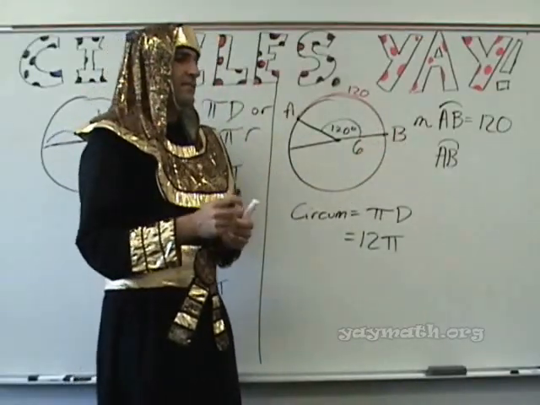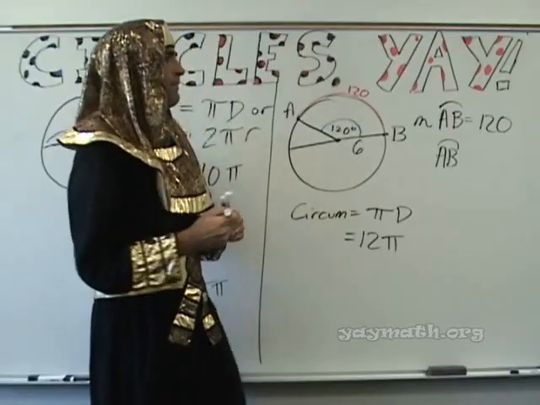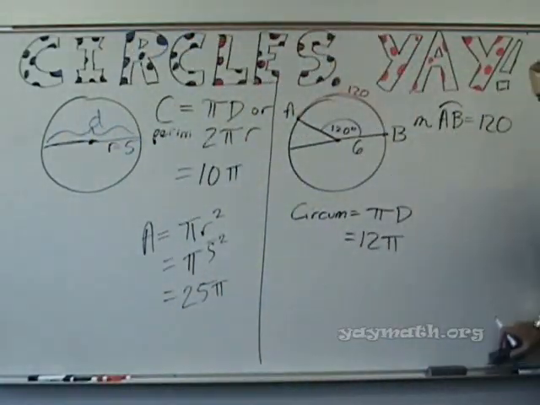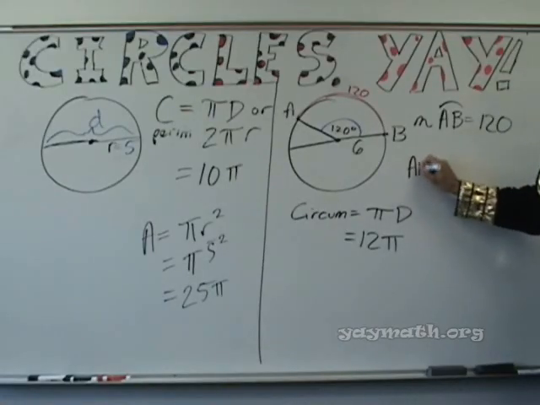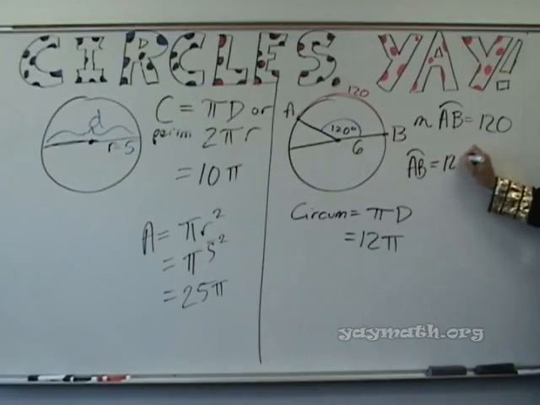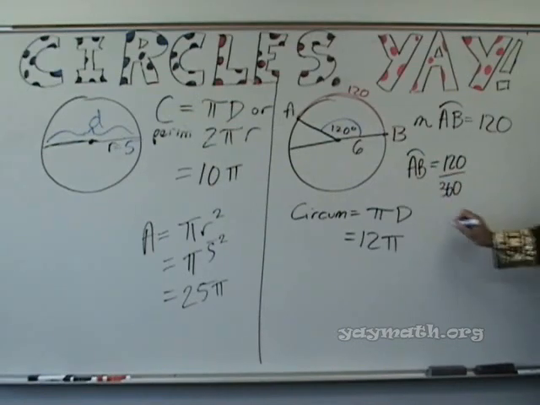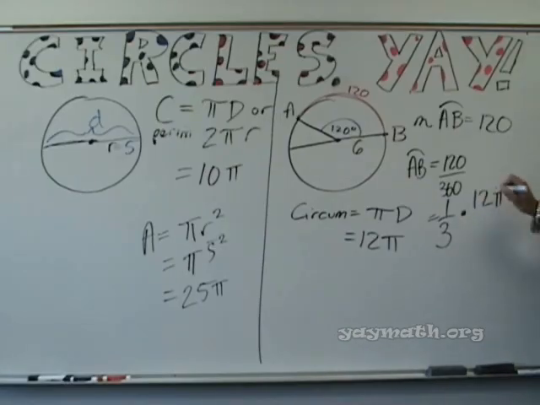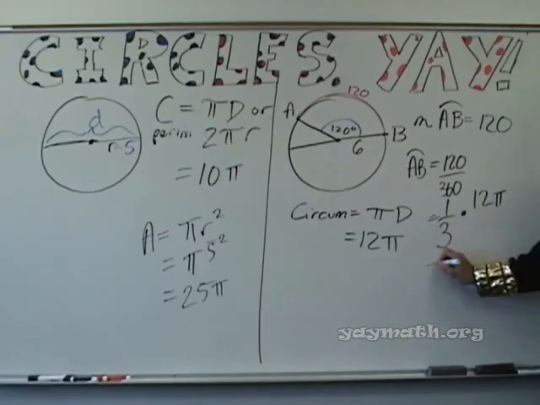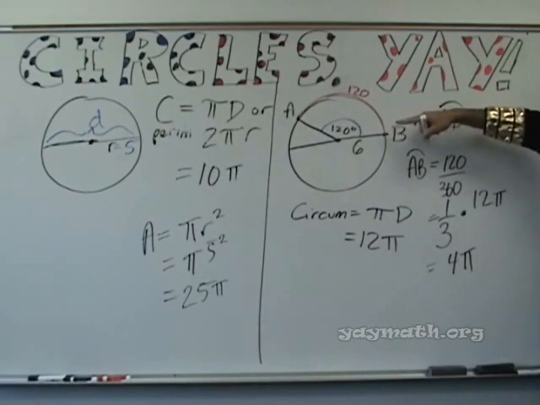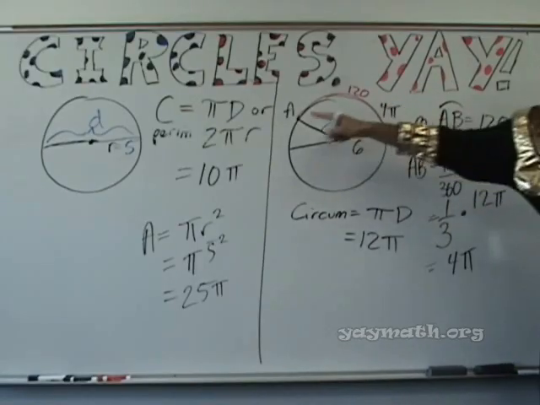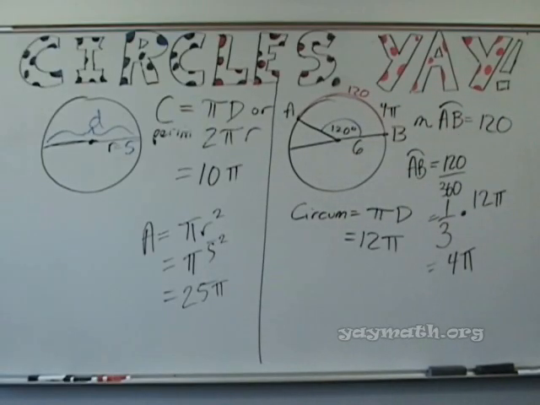How did you get that? 120 over 360 is 1/3. Right. So let's talk about that. If you had arc AB, that's 120 over 360, which is 1/3 times 12 pi. So it'll be 4 times pi, so it would be 4 pi. All right, so do you agree that 4 pi would be the length from A to B? Yes. And that would be 1/3 of the crust of this Egyptian pizza.